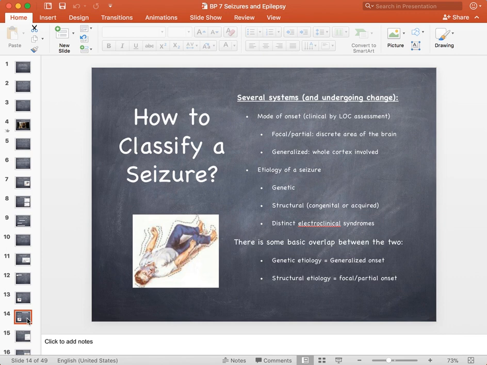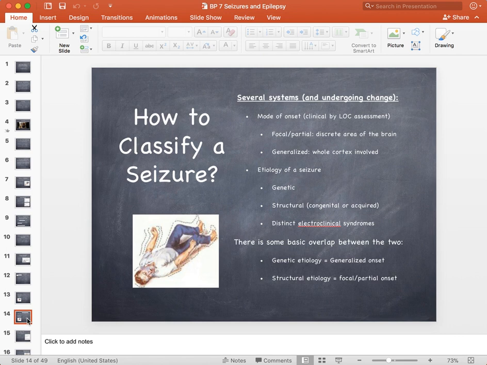The two types are focal, or partial, which essentially equals a discrete part of the brain. We'll talk about that a little bit more. Or generalized, which essentially means that the whole cortex is involved. The other way to do it is based on the etiology of the seizure, so if it's a genetic syndrome, or there's a structural change somewhere in the brain, some structural abnormality, whether it's congenital or acquired does not matter in that case.